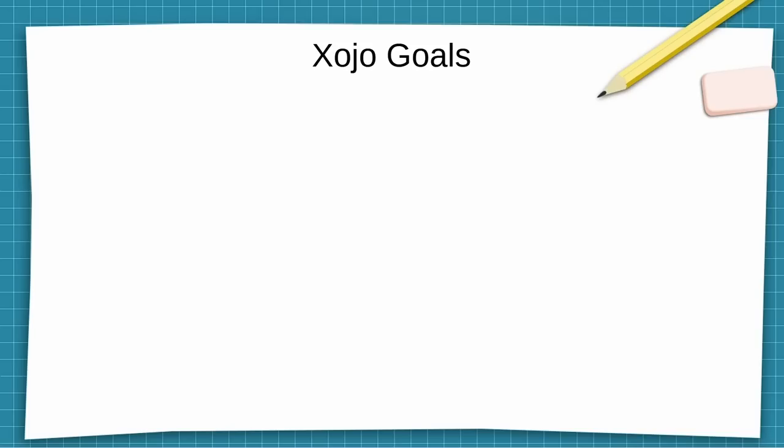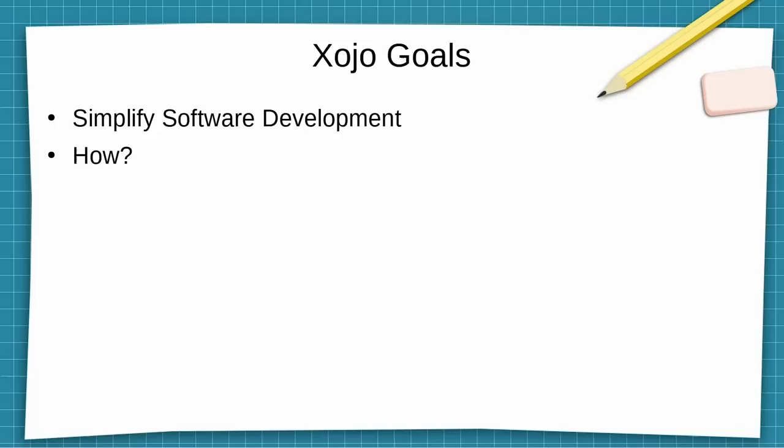So let's see here. First, I want to recap a couple of Xojo goals to give you an idea of how we keep focus on what we're working on. Primarily, I like to think of the fact that Xojo's goal in life is to simplify software development. That's it. Simply stated, simplify software development. And how do we do this? We do this in a couple of ways. We have an integrated tool.